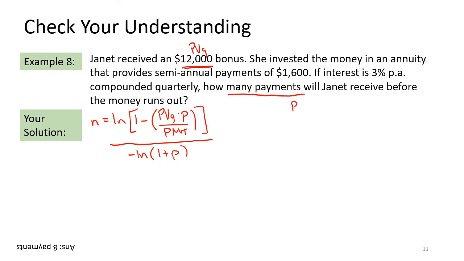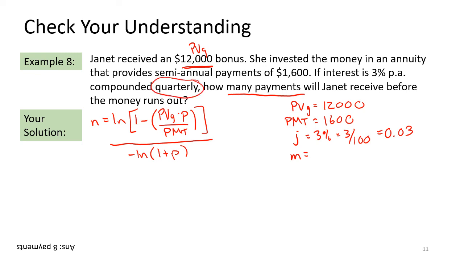So now again, what do we know? Our present value we know is 12,000, and our payments that she's receiving are 1,600. Both those were provided in the question. Your nominal interest rate, J, is 3%, which is 3 divided by 100, removing the percentage sign, or 0.03. M, your number of interest compounding periods: interest is compounded quarterly, so the value of M is 4. So your periodic interest rate I, which is J divided by M, is equal to 0.03 divided by 4, which is equal to 0.0075.